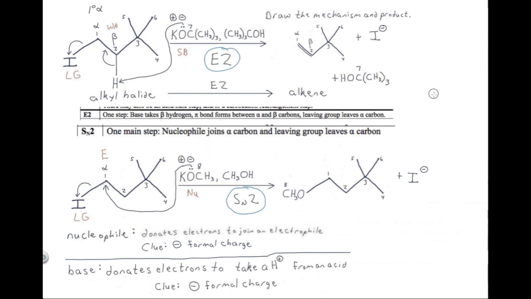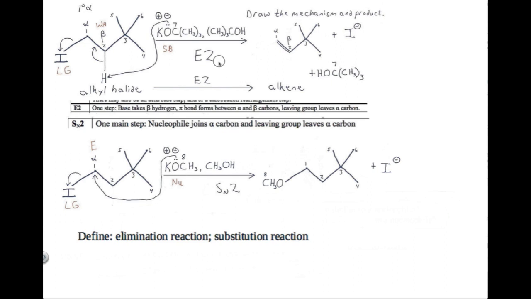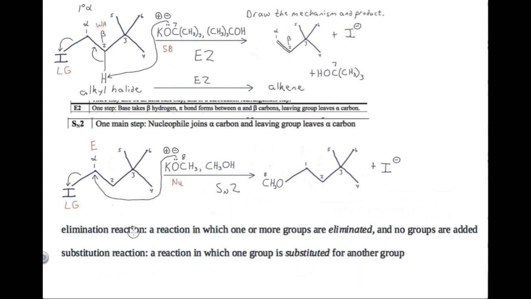Another important difference between an E2 mechanism and an SN2 mechanism is that E2 is an elimination mechanism, whereas SN2 is a substitution mechanism. Can you define those terms? How would you define elimination mechanism? How would you define substitution mechanism? Here's the answer. An elimination mechanism is a mechanism in which one or more groups are eliminated and no groups are added. A substitution mechanism is a mechanism in which one group is substituted for another group.